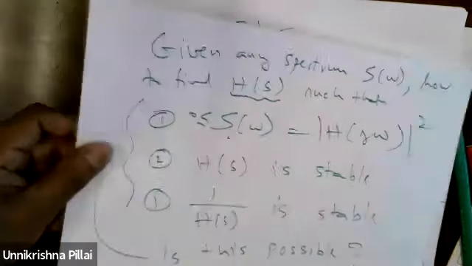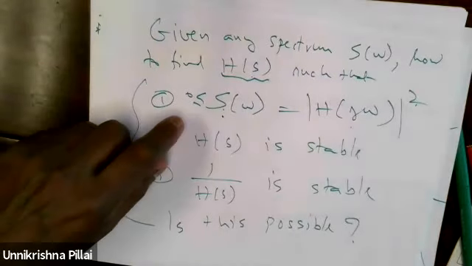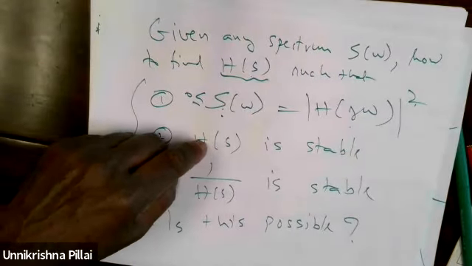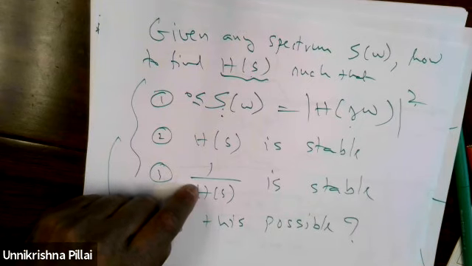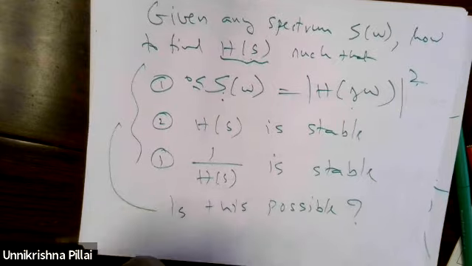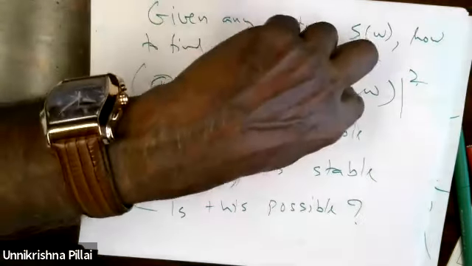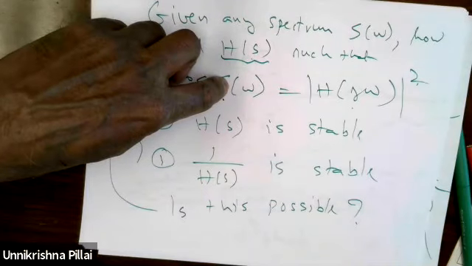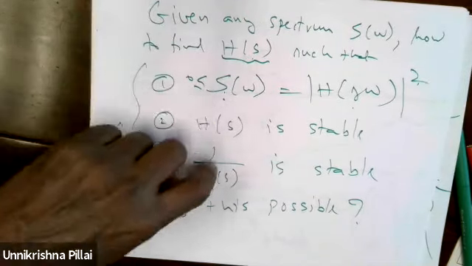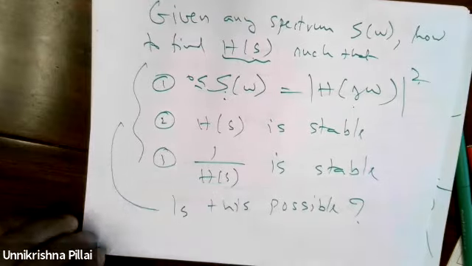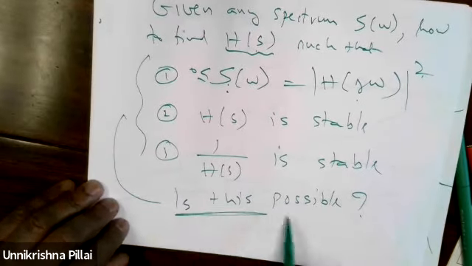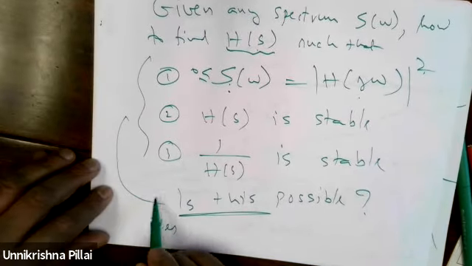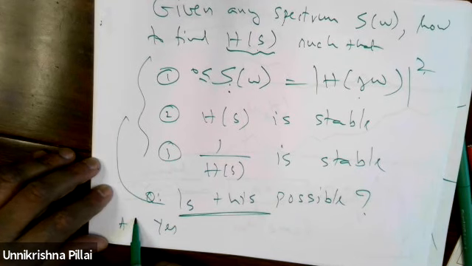So that's what we are requiring here. We want the filter to be nice, and we want the inverse of the filter to be nice also. Remember, we need three things. We should be able to find a filter whose square is the given spectrum, and we want the filter to be stable and its inverse to be stable. Is this possible? It looks like a lot of conditions.